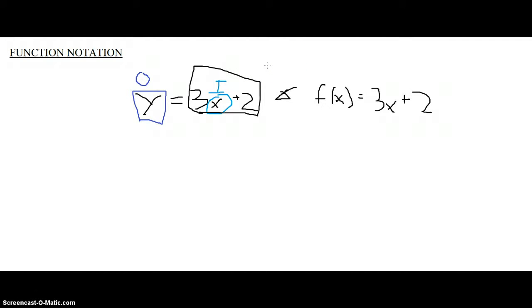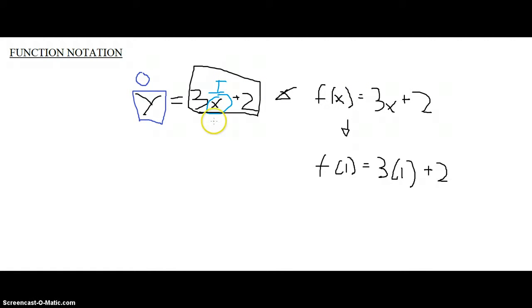F of 1 is the output and 1 is the input. So it would translate to F of 1 equals 3 times 1 plus 2. So function notation is just taking the input of a simple equation like this and putting F(x) equals and then the body of it. And that's how you figure it out.